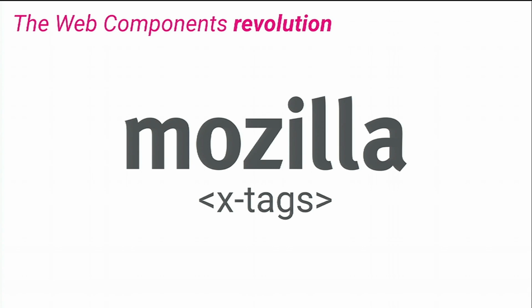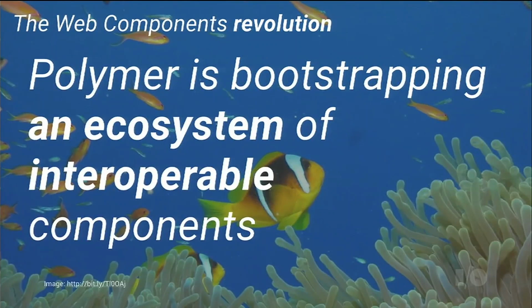So our friends at Mozilla built a similar library called Xtags, and have begun a set of elements called Brick. So Xtags and Brick are roughly analogous to Polymer and paper elements. So both Polymer and Xtags are built on top of the same polyfills, the ones we announced last year. So because of Web Components, these libraries can complement each other. We're not actually competing and can work together, because developers can mix and match. So Polymer is bootstrapping this entire ecosystem.